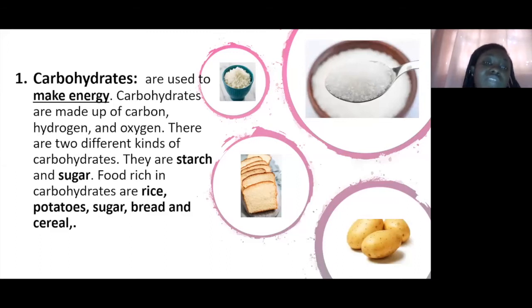And there are two different types of carbs. These are starch and sugar. You have sugary carbs, you have starchy carbs, right? Like our potatoes. Good.